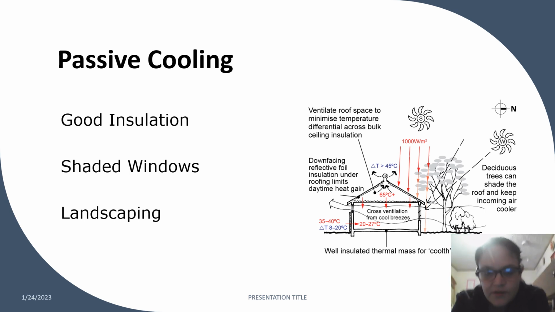Here's some passive cooling techniques. They've prioritized this in a lot of different countries throughout the world, like Australia, where they use landscaping, insulation, reflective roof plates for daytime heat gain, and they use landscaping and shade to help cool buildings down.